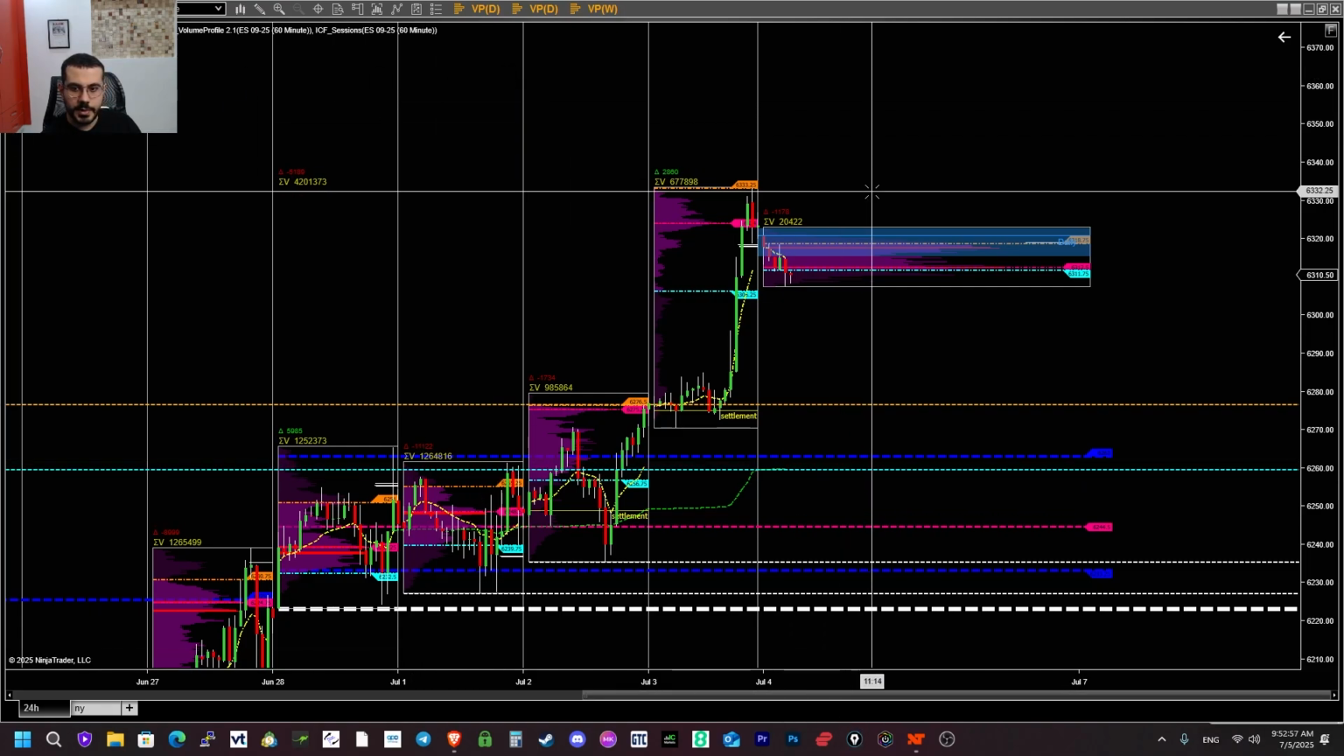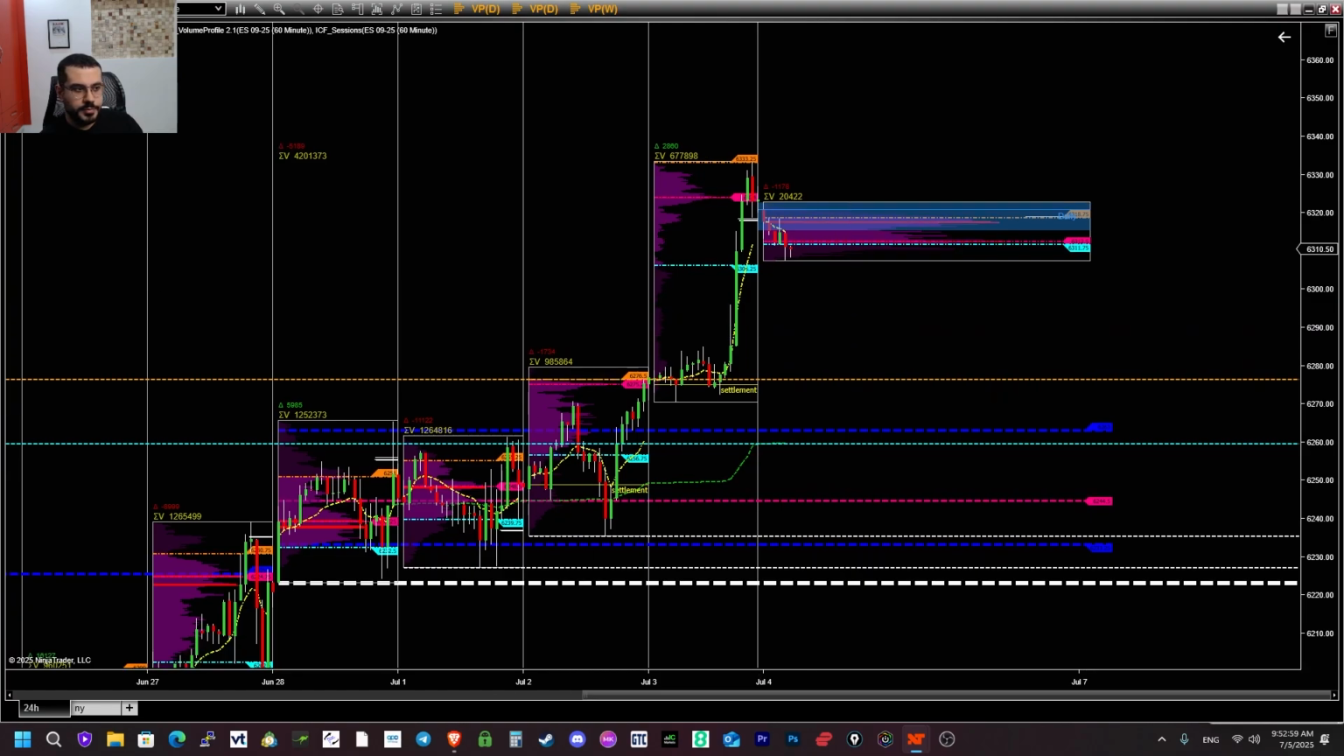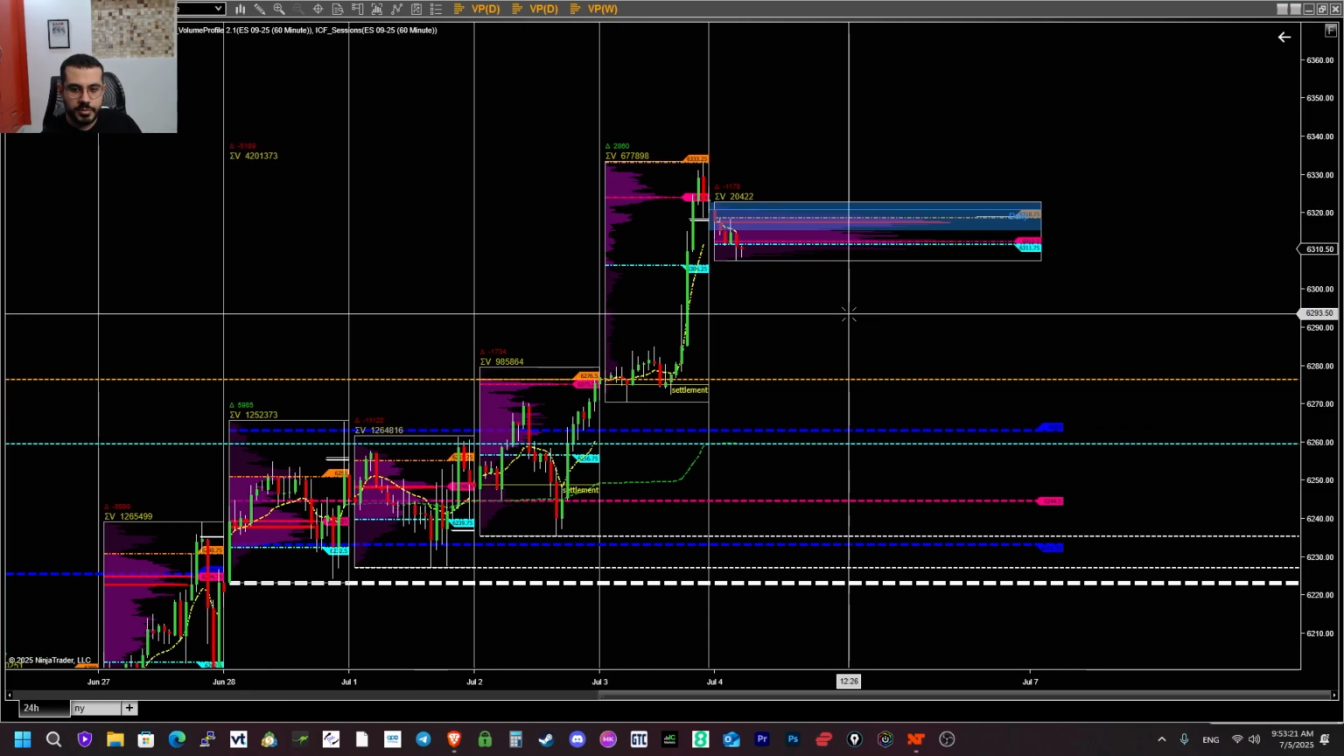Okay, so you see this orange line here? This is the value area high and this is the value area low that I told you about. Obviously market got close below that and came down here, and you can't see that here because the market is closed on futures market.